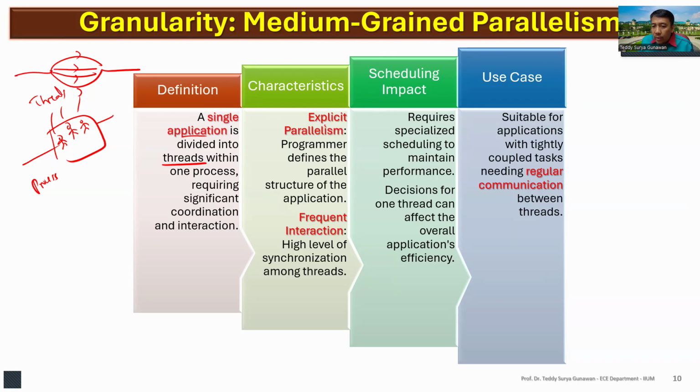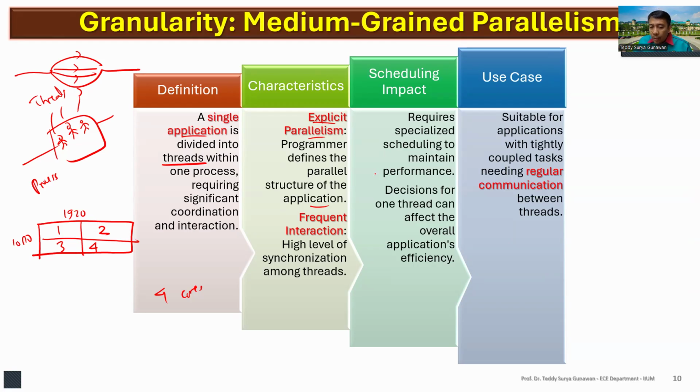Then we have here the explicit parallelism. The programmer defines the parallel structure of the application. So you can divide, for example, like this. You have the SD image, and then you have 4 cores. You can divide it into 4, one goes to core number 1, one to core number 2, core number 3, core number 4, and then you're expected to achieve a speedup of 4 times, because now you have divided the processing into 4 threads.